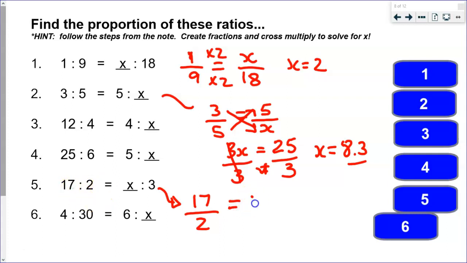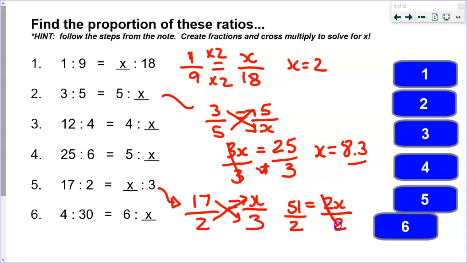So we're going to go 17 over 2 equals x over 3. Again, cross multiply. It doesn't matter where that x is on whatever side of the equal sign. We're just going to do the same thing no matter what or how it's lined up. So we get 17 times 3 is 51. 2 times x is 2x. Now we want that x by itself, so we're going to divide by what's beside it, which is 2, which you do to one side, you do to the other.